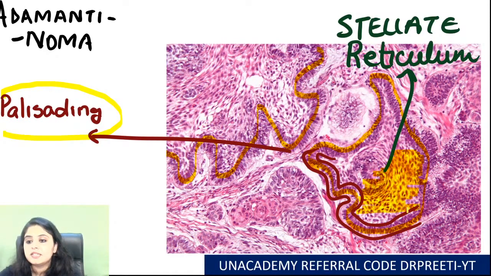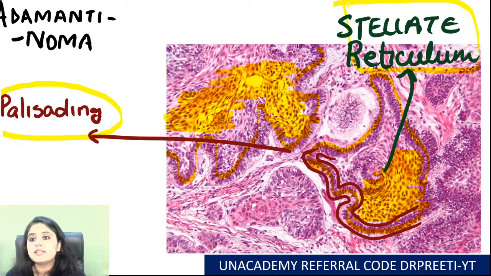Next, do you see this area that I'm highlighting now? Don't you think the cells are a little loose over here? They are not stuck to each other. They are a little loose. Then see the area that I'm highlighting over here. Do you agree that the cells are a little loosely arranged? This is known as stellate reticulum. So what are the 2 populations of cells that I've shown you? Number 1, palisading cells, and number 2, stellate reticulum.